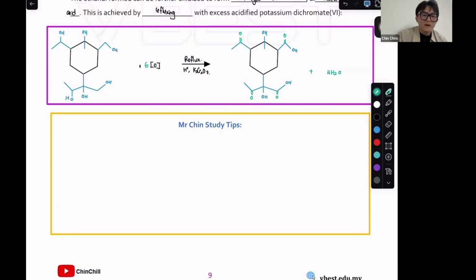Alright guys, for secondary alcohol, it's a different story now. Secondary alcohol, if you oxidize it, it's going to turn into a ketone.